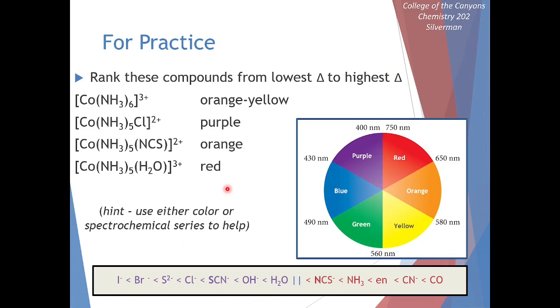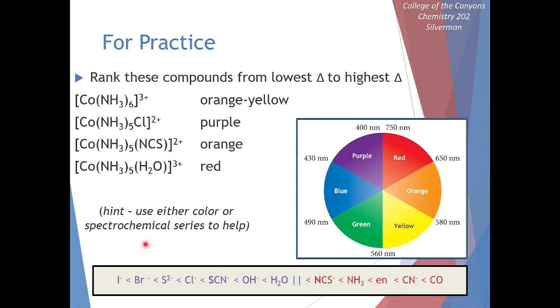We have a practice question. Can we rank these compounds from the lowest splitting energy to the highest splitting energy? And okay, we have a few ways of doing this. We can look at our chemical formula, examine the ligands that are attached, and use our spectrochemical series. We can also look at the color that this appears, figure out what color is being absorbed, and then rank the splitting energy based on the energies of those colors that are absorbed.